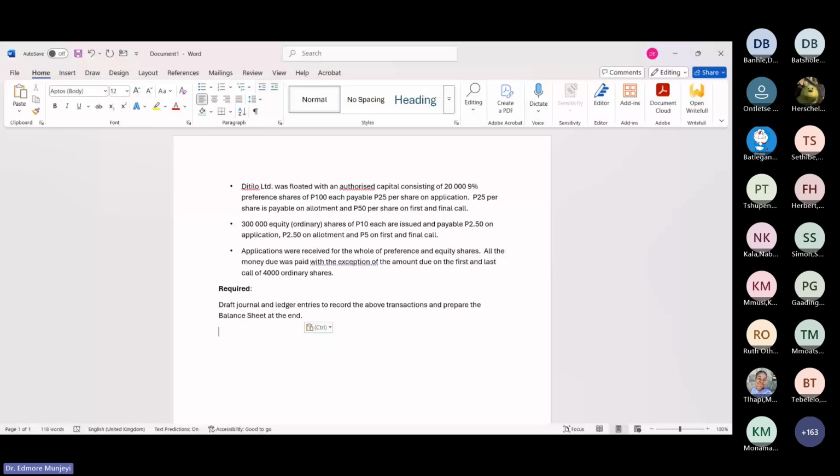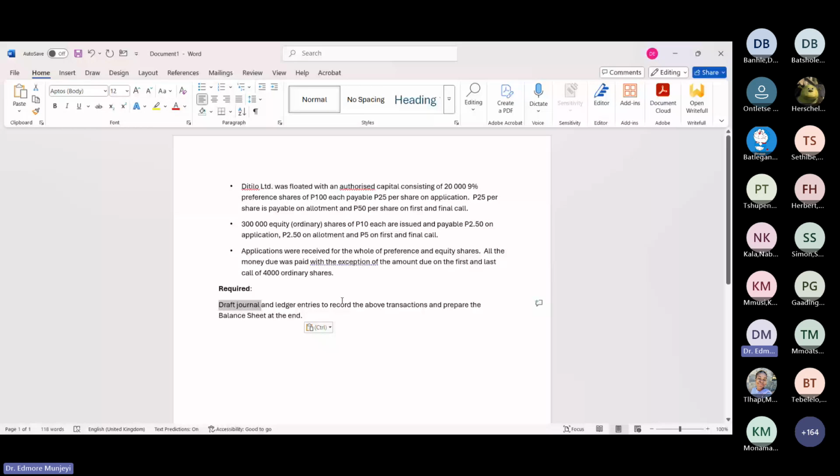Okay, so team, thank you so much. I'm sorry for what is happening here. My machine is misbehaving, so allow me just to do the working together. So we are going to answer this question. We are required to draft a journal and ledger entries. So you have to follow the instruction. The instruction says draft the journal and then ledger entry.